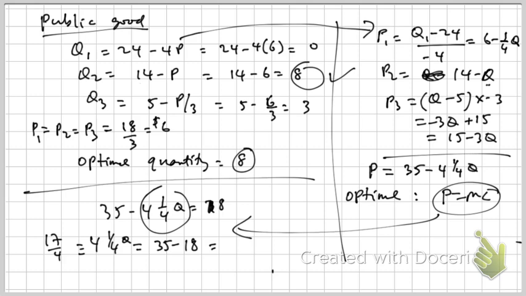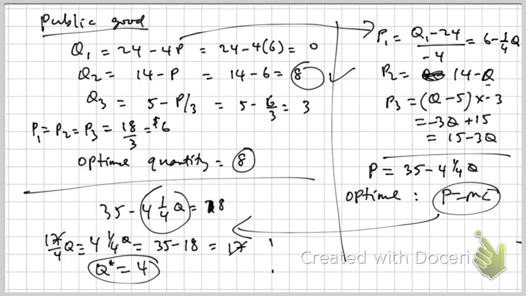So 35 minus 18 is 17, and we have here 17 over 4Q. I think 17 cancels 17. So if you multiply both sides by 4, you get 4. Q must be equal to 4, I believe. So part B is going to be quantity equals 4 units.